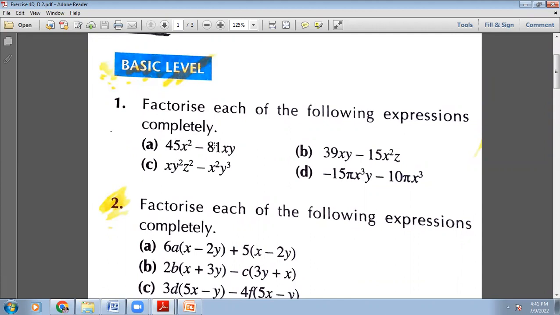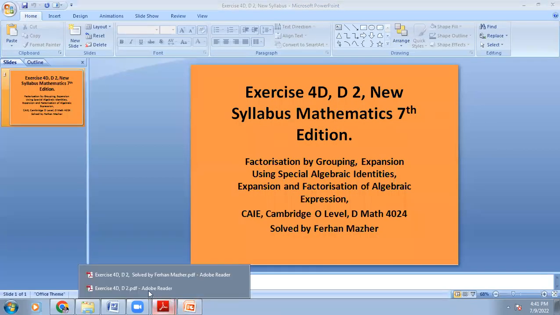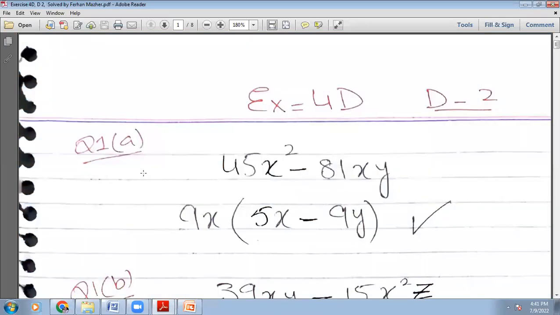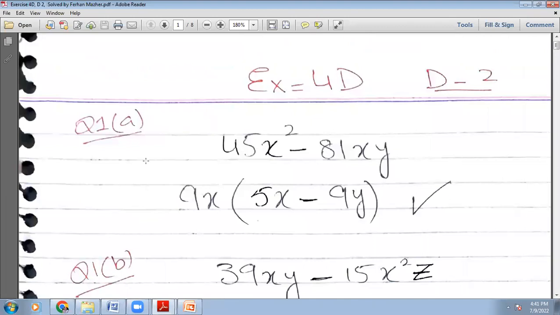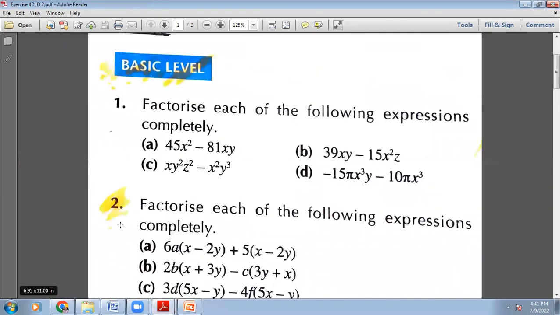So you see 81 and 45, they both can be divided by 9. So I will take 9 common. So here the 9x can be taken as common. When you divide 45x squared by 9x, you are left with 5x. And when you divide 81xy by 9x, you are left with 9y. So 9x bracket 5x minus 9y. This is how you will do the factorization here.